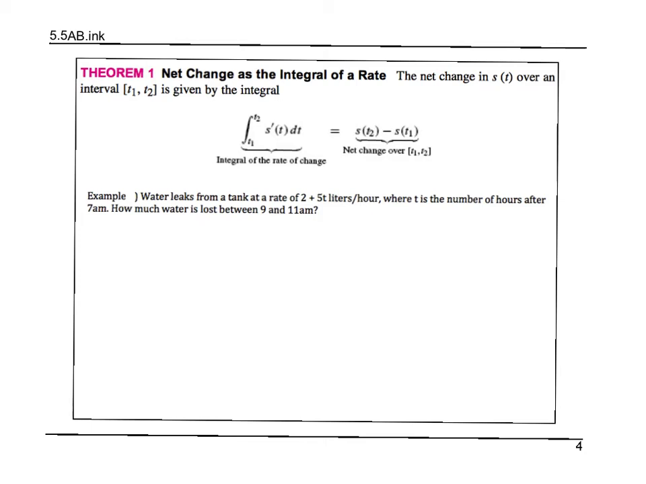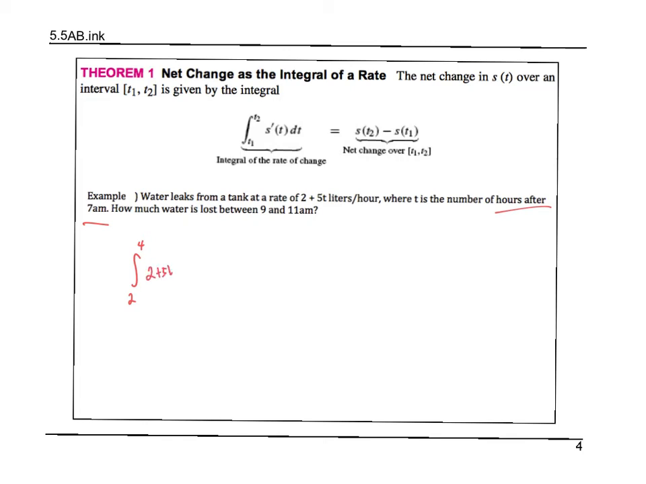So this example, water leaks from a tank at a rate of 2 plus 5t liters per hour, where t is the number of hours after 7 a.m. That's the part that's subtle but important in these problems. They define t, and you don't want to just take 7 as your limits of integration. The question here is how much water is lost between 9 and 11, and we wouldn't want to use 9 to 11. Hours since 7 a.m., we would then use 2, because 9 is 2 hours after 7, and 4, because 11 is 4 hours after 7. So we integrate from those limits of integration.